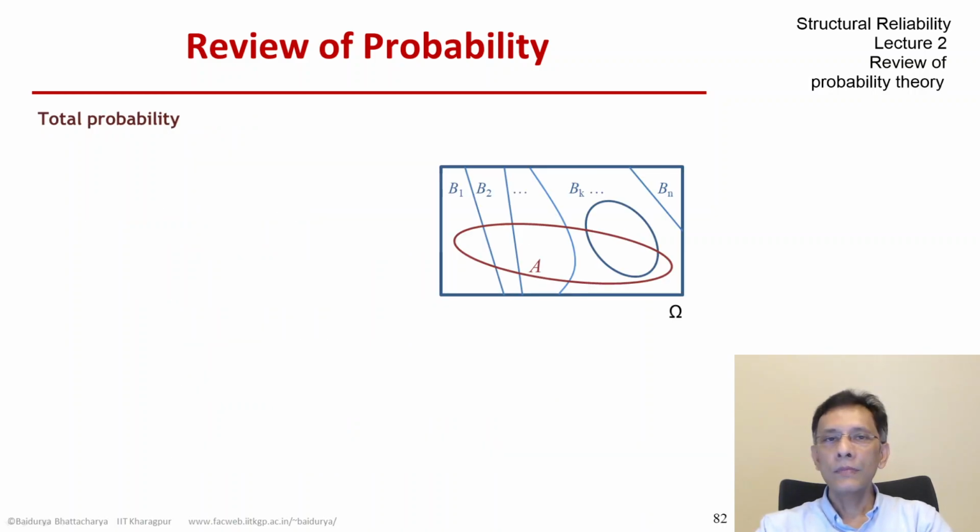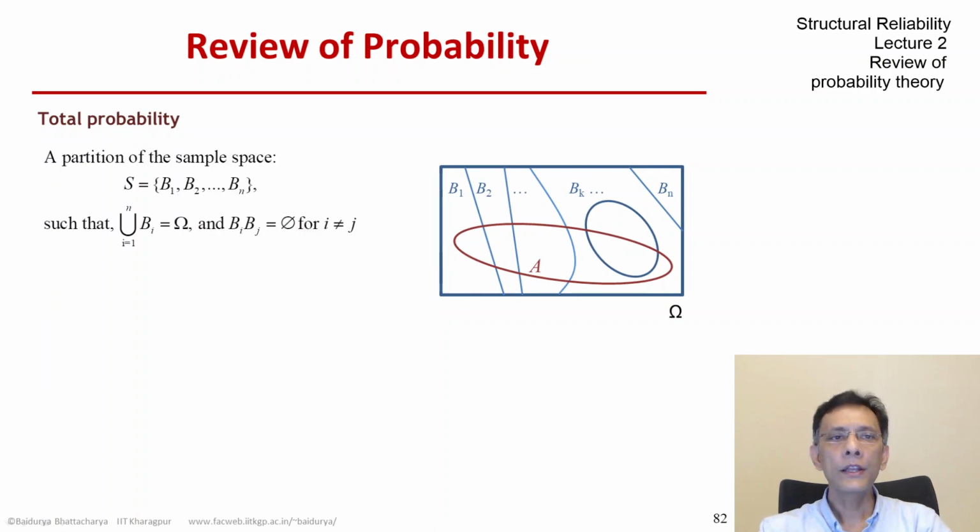Now let's move on to the theorem of total probability. We have partitioned the sample space into B1, B2 up to Bn. So the B's are collectively exhaustive and mutually exclusive. So I can define a new event A on the sample space, and for any such set A, I can describe it as the union of its intersection with all the individual B's.